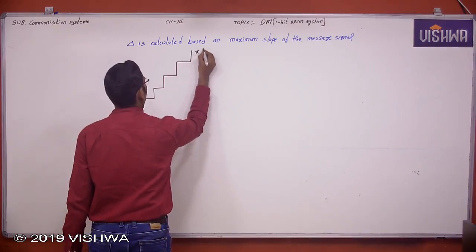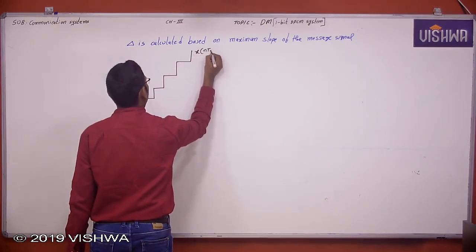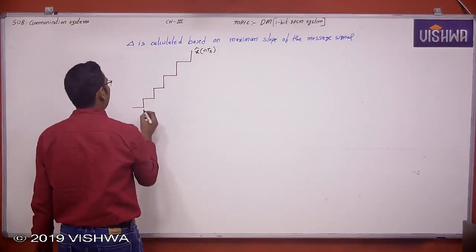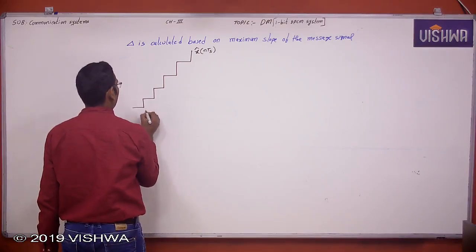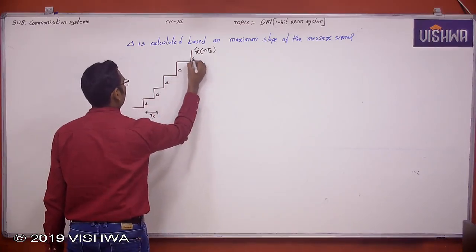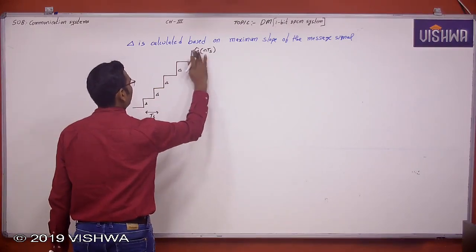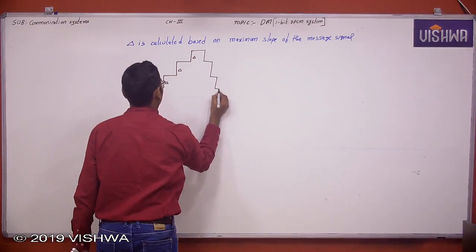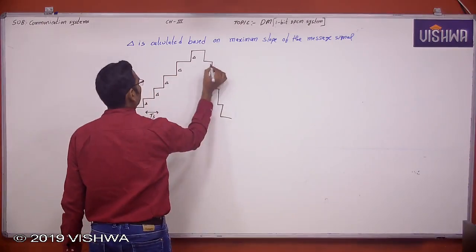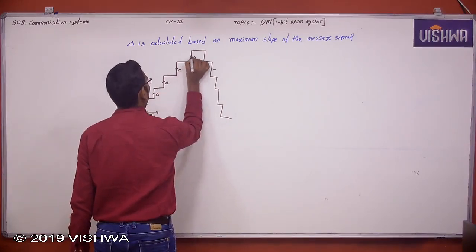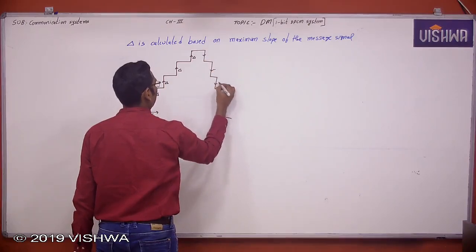X cap of nTs. Now what is the reconstructed signal slope? Each successive sample difference is Ts seconds. This is delta, delta, delta, delta, incrementing delta or decrementing delta, right? This is incrementing delta, and this is decrementing delta.